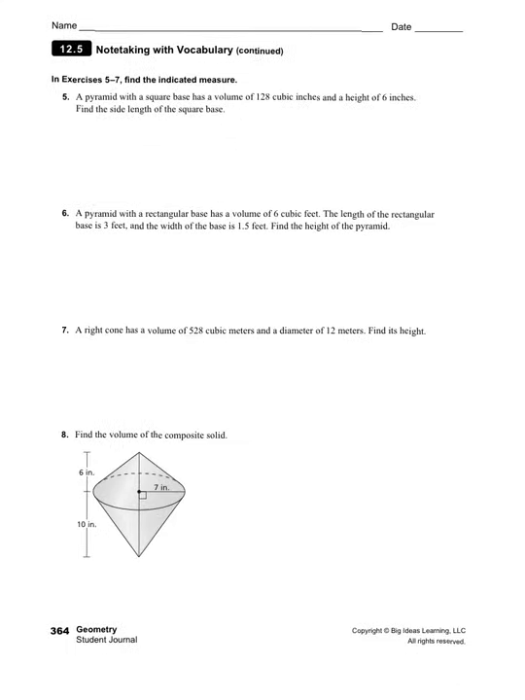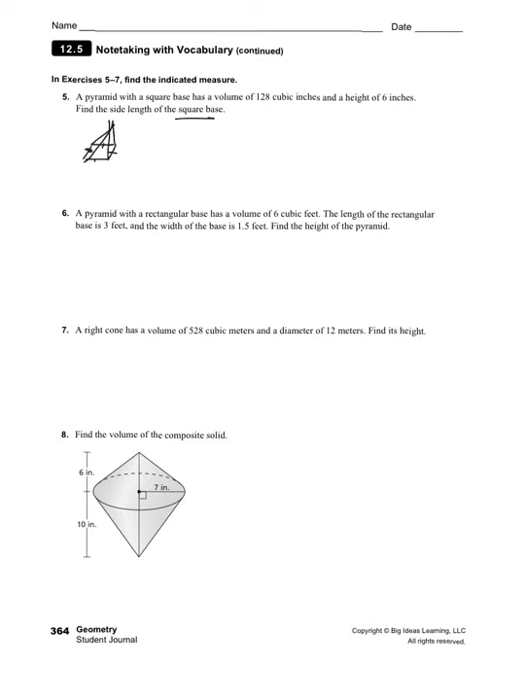Okay, moving on. So for this one, it says a pyramid with a square base has a volume of 128 cubic inches and a height of 6 inches. Find the side length of the square base. So we know that this is a pyramid with a square base, right? Which means that all the sides of the base are congruent, right?